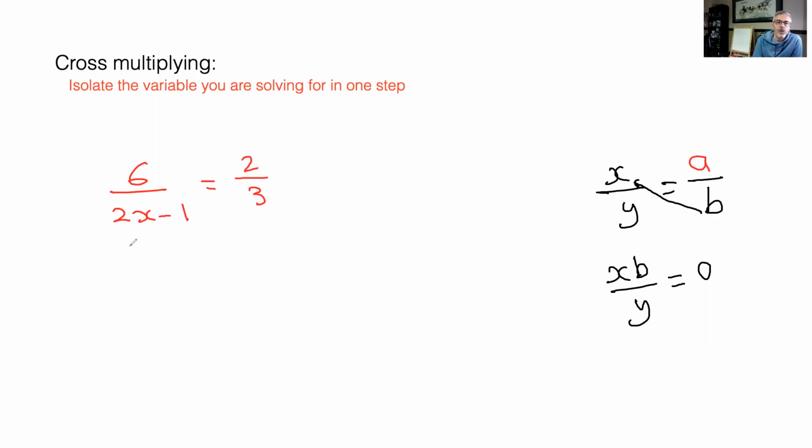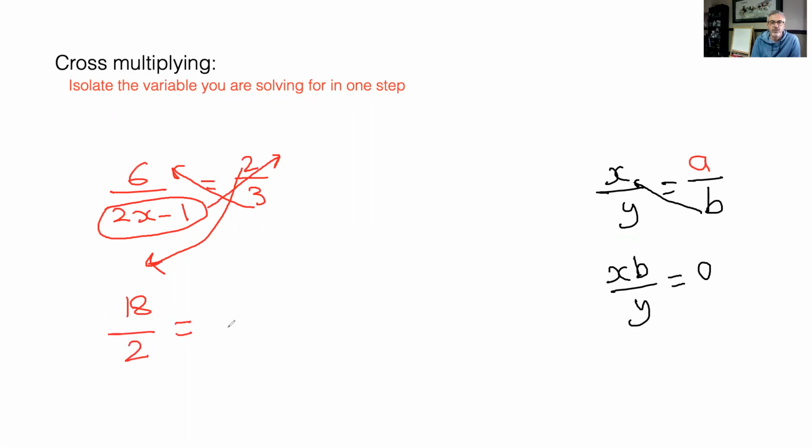Again, one step. The 3 is going to cross to the top, the 2 is going to cross to where the 2x minus 1 is. So we're going to have 3 multiplying into the 6, getting 18. The 2 crosses under the 18, and the 2x minus 1 crosses toward the 2. One step again, just cross multiply. So we have 9 equals 2x minus 1, 10 equals 2x, and divide both sides by 2, we get x equals 5.